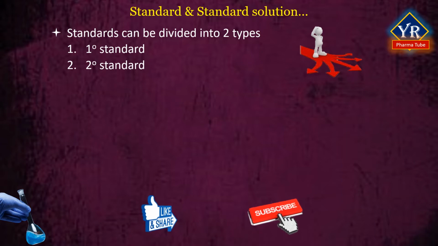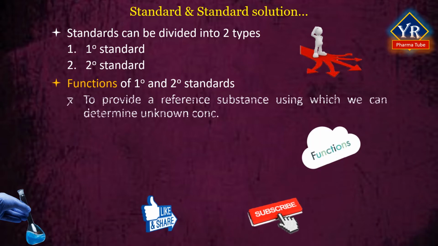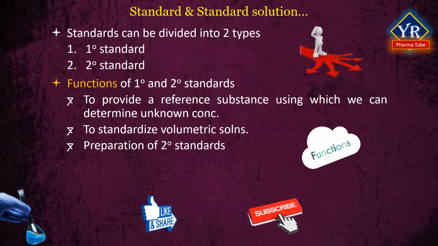The primary and secondary standards are used to provide a reference substance using which we can determine unknown concentration. They are also used to standardize volumetric solutions, in the preparation of secondary standards, and to calibrate an analytical instrument.